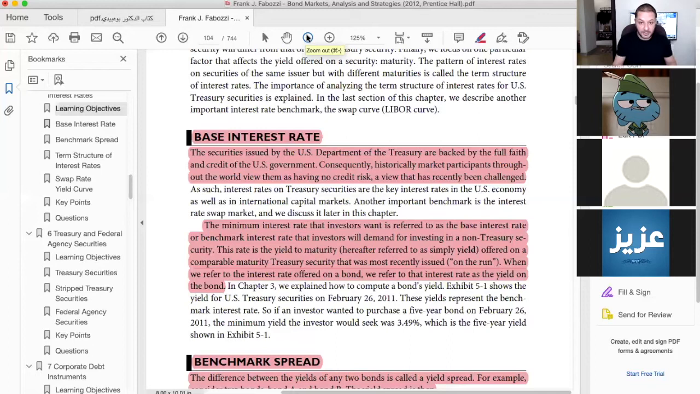So this is the first step when you are willing to invest your money in the bond markets. You have to fix your base interest rate, which is, once again, I repeat, the yield offered by an equivalent treasury bond, right?